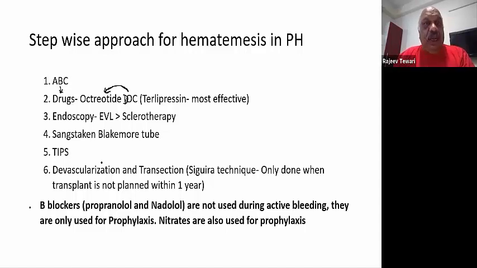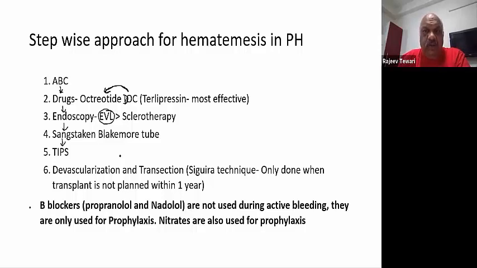EVL is endoscopic variceal ligation, band ligation, which is preferred over sclerotherapy due to fewer side effects, but both can be done. Then if it's not relieved by EVL, you can go for Sengstaken-Blakemore tube. I'll show you a picture of that. Finally, TIPS, transjugular intrahepatic portosystemic shunt, and then open surgery, devascularization and transection called Sugiura technique. Sugiura is only done when you are not planning transplant within 1 year. Otherwise, you should only go for TIPS.